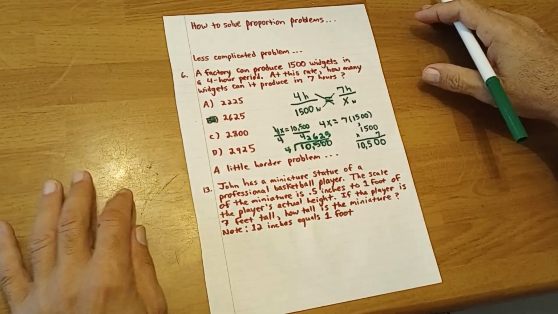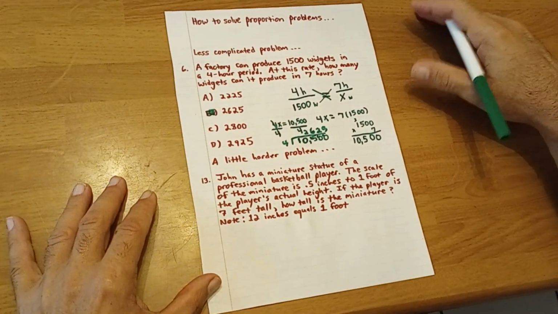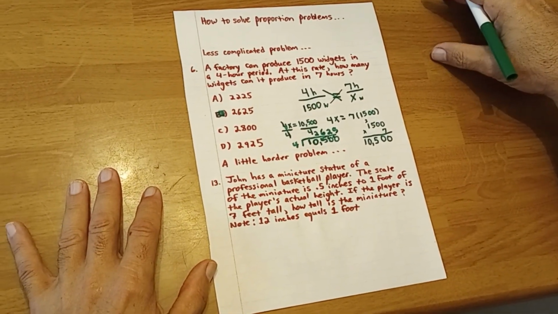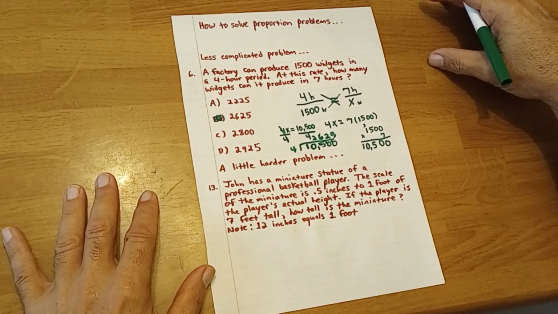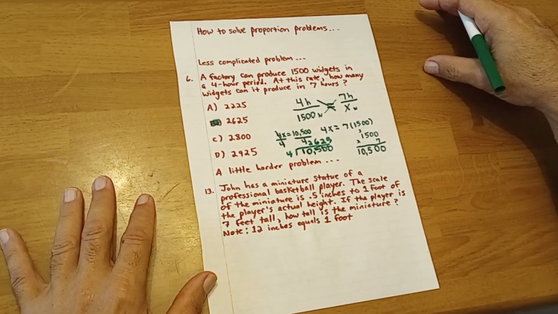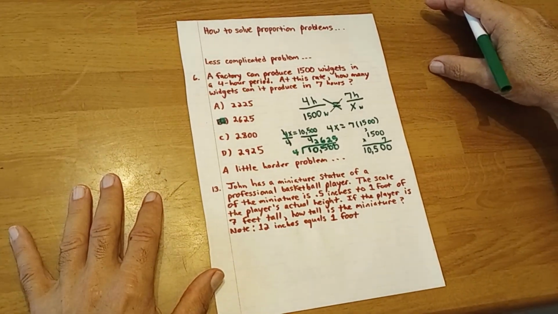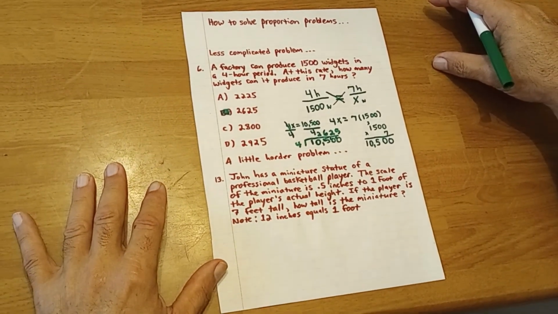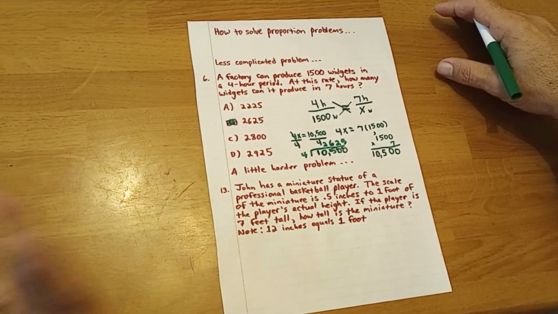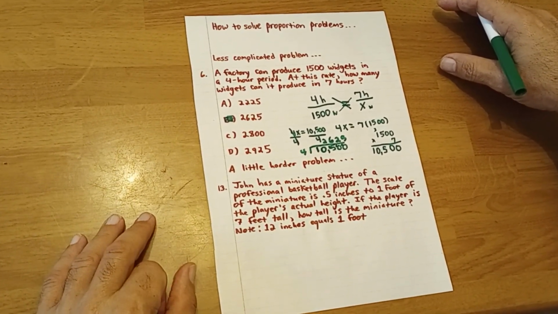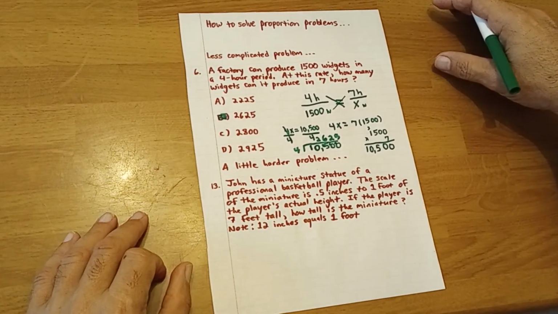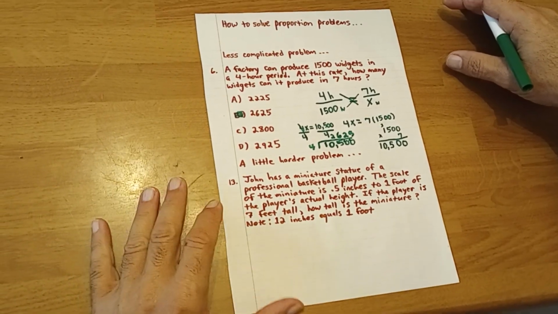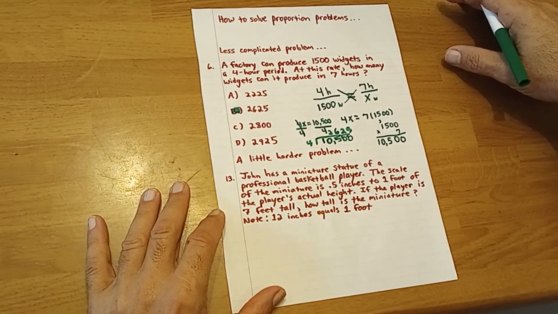All right, let's look at a slightly harder problem. John has a miniature statue of a professional basketball player. The scale of the miniature is 0.5 inches to 1 foot of the player's actual height. If the player is 7 feet tall, how tall is the miniature? They tell us to be aware that 12 inches equals 1 foot. Once again, we need to keep our units consistent, and we need to keep proper order when we set up the proportion.